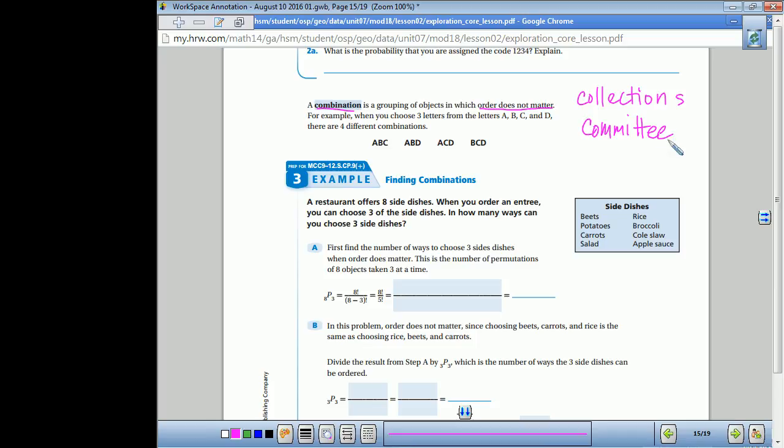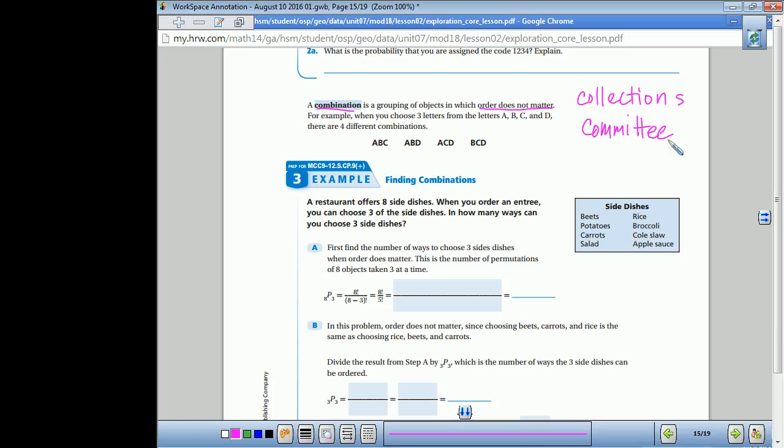So if we were electing class officers, that would be a permutation because we have president, vice president, secretary, treasurer. But if we were talking about the principal's advisory board, nobody gets a role on that. It's just a group of students. So when it's a group or a collection or a committee, we're no longer thinking of permutation. It's actually a combination.